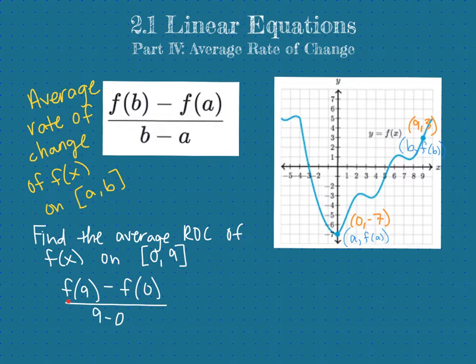Now, normally we'd have a function we could actually plug these into, but this is a visual problem. So when our input is 9, our output is 3. So f of 9, right, is the y value when x is 9, and that y value is 3. Similarly, f of 0 is negative 7, all over 9 minus 0. So we'll have 10 ninths. Now, that can't be simplified, and this really is just the slope between these 2 points. So from point to point, we rose 10 and horizontally ran 9.